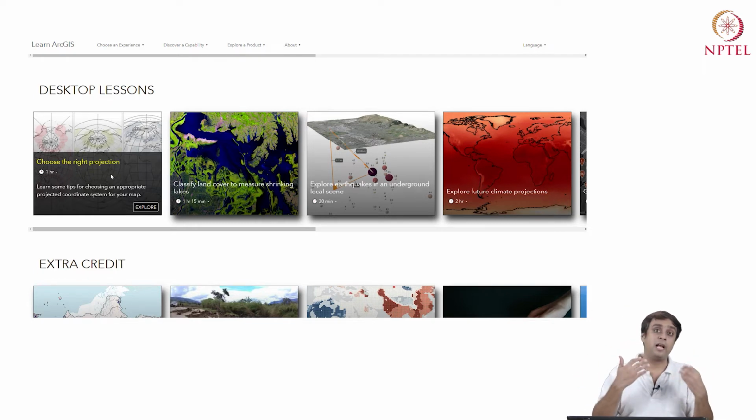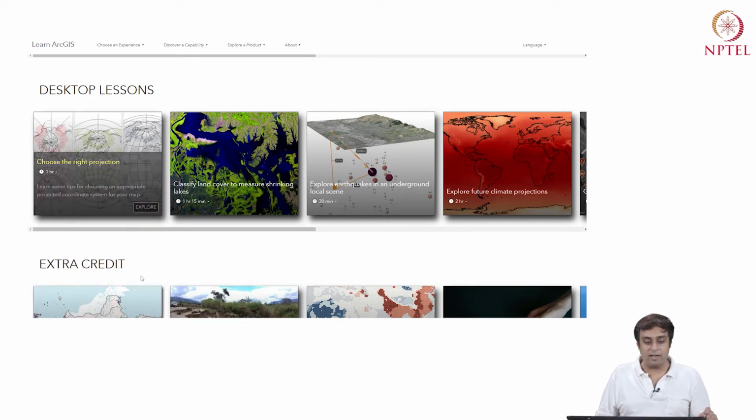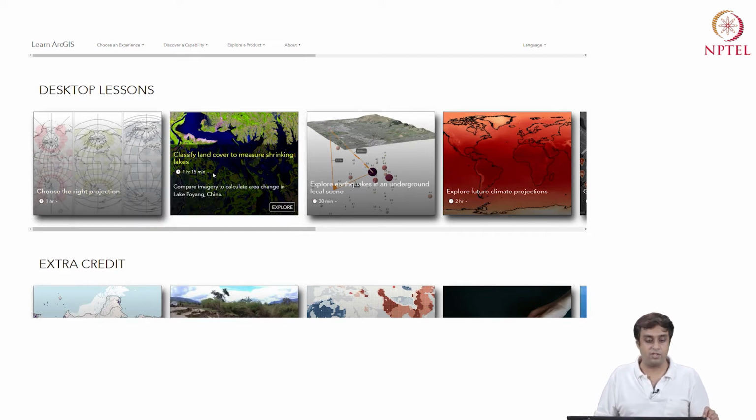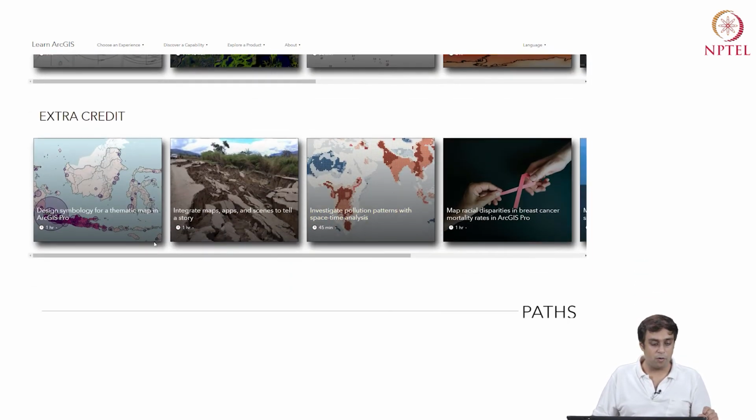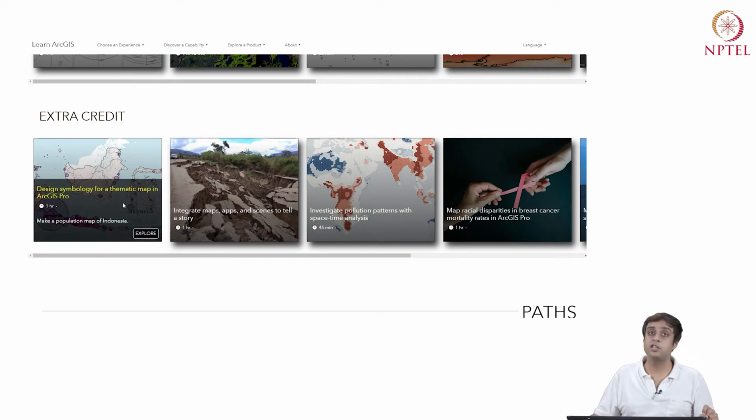So now you can actually study the same thing in detail here, by clicking in our lecture just on choosing the right projection. So I recommend that you go through this particular session. But apart from that, you have these very interesting sessions: classifying land cover, exploring future climate projections. Then if you go down, there is design symbology on a thematic map, something we will also study in this module.